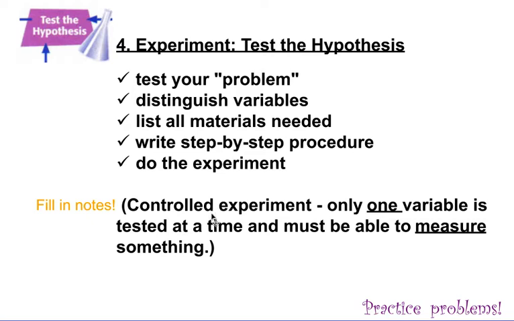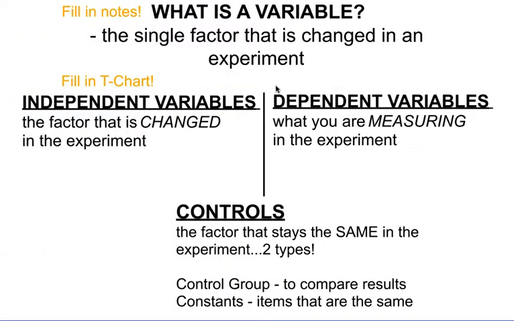And one more thing about an experiment, we want to make sure that it's a controlled experiment. And what that means is that you're only testing one variable at a time, and that variable is able to be measured. Okay, if it's not measurable, then we can't really test it. All right, so the variables that we need to look at. First of all, a variable is the factor that's going to be changed in an experiment.